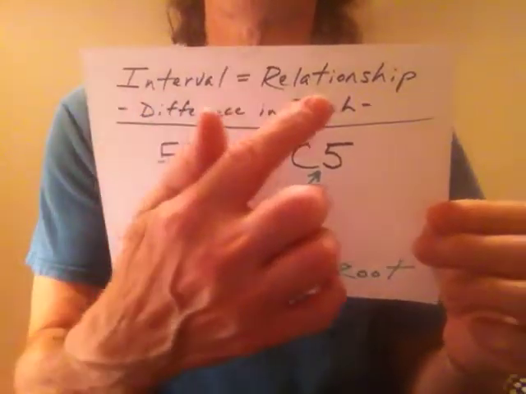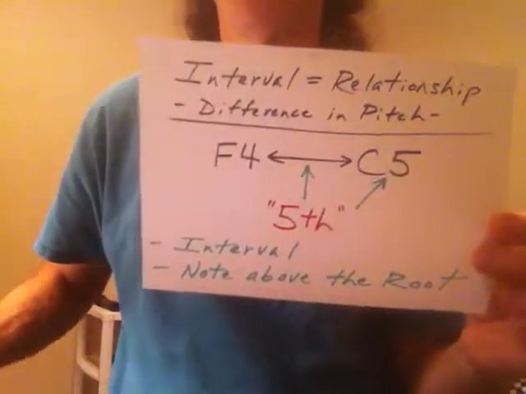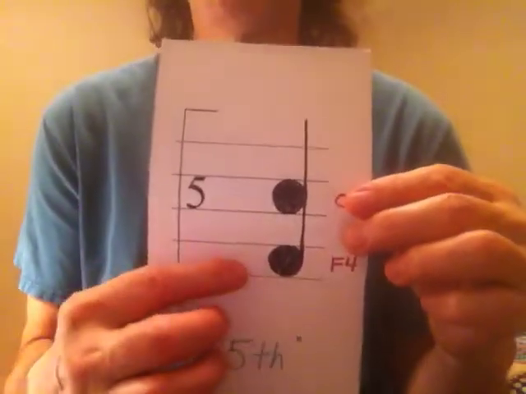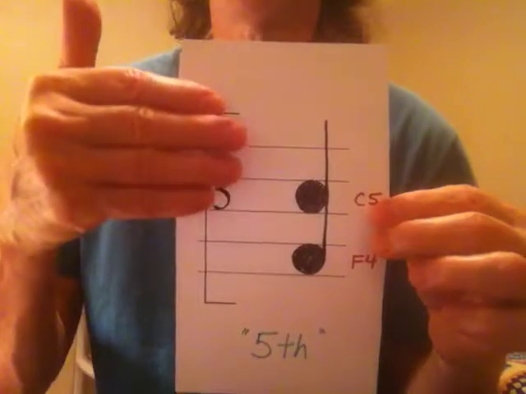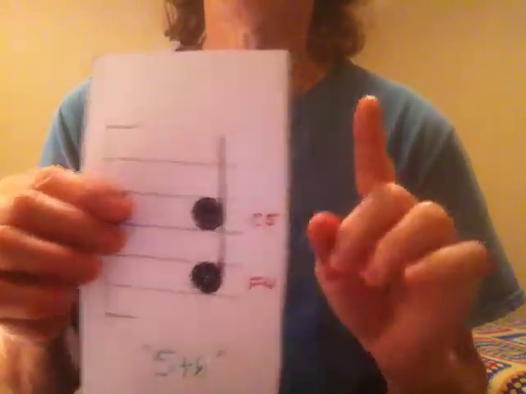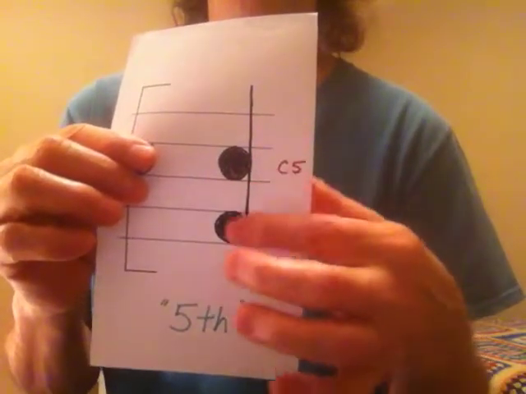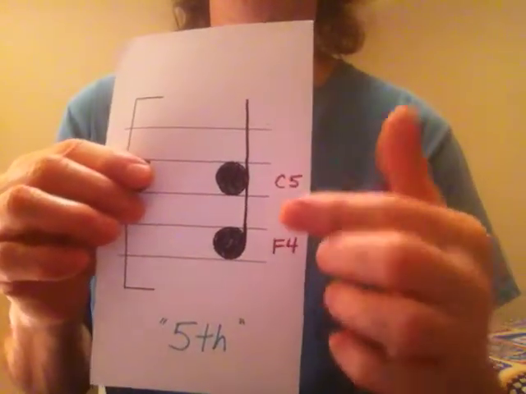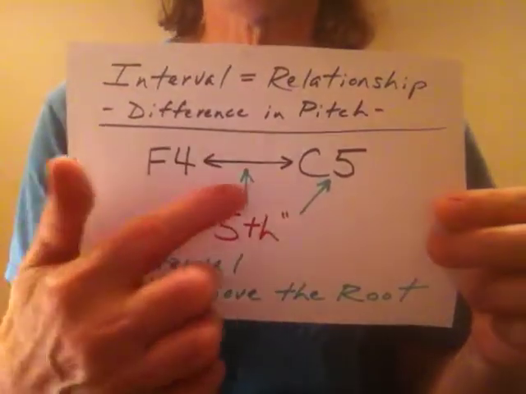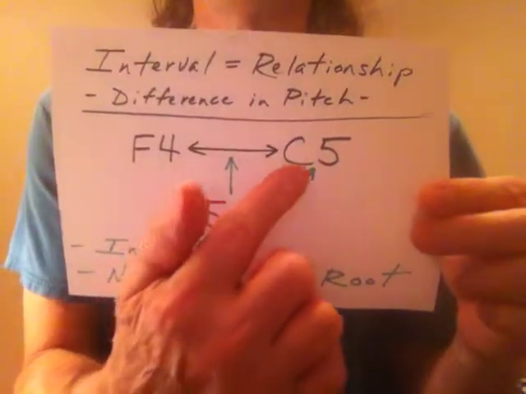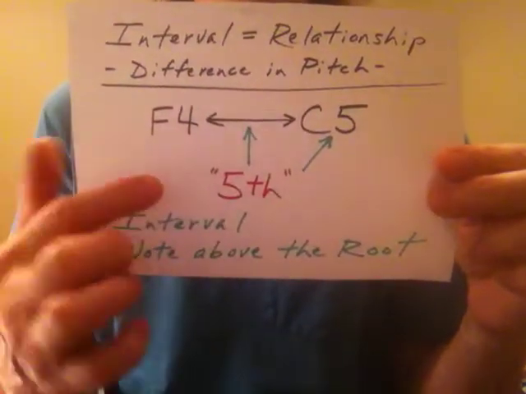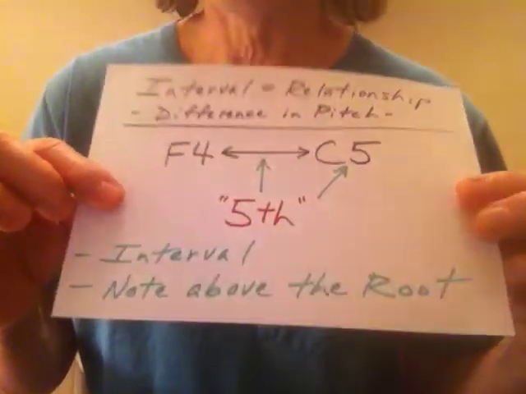The interval itself is a relationship. It's a difference in pitch. Now, in this example, the root is F4, and the general name of the interval is a fifth, but this top note may be referred to also as the fifth. It's the fifth in this interval. The interval itself is called a fifth, but this note here can be called a fifth. You see? The interval itself, the difference in pitch, can be called a fifth, and the higher note in that interval, that relationship, may be referred to as a fifth. I hope that's pretty clear.